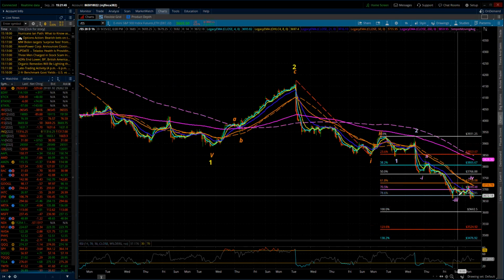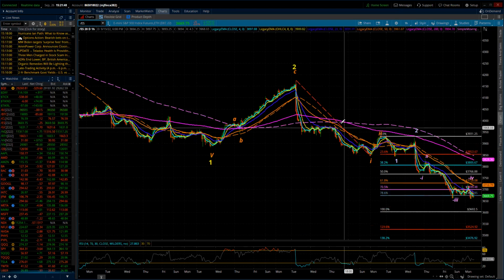All right, so moving averages continue to be our friend on the hourly chart. They're all still heading down. Now that we turned lower again, we got the 4.